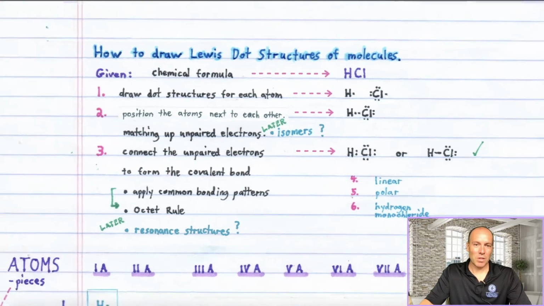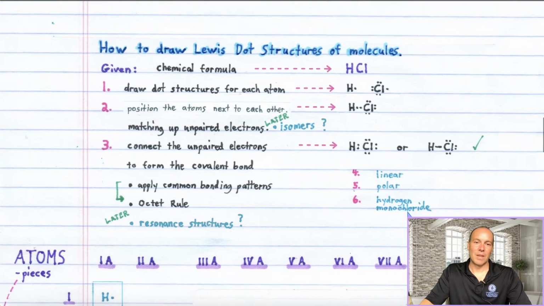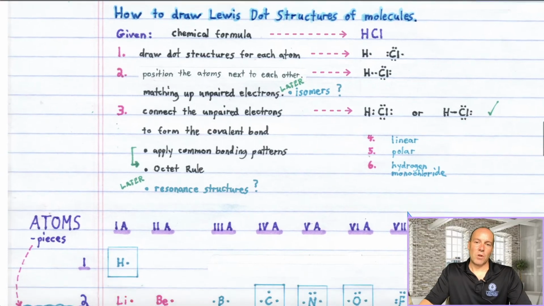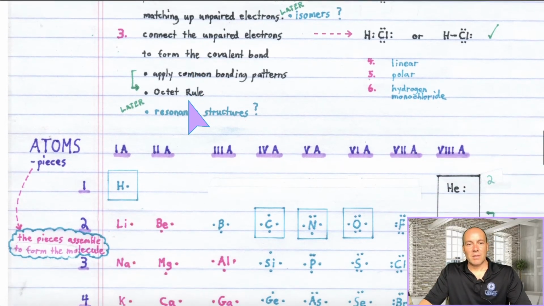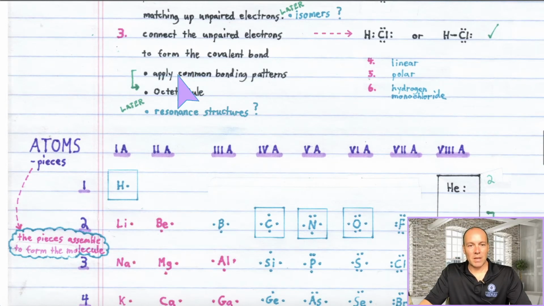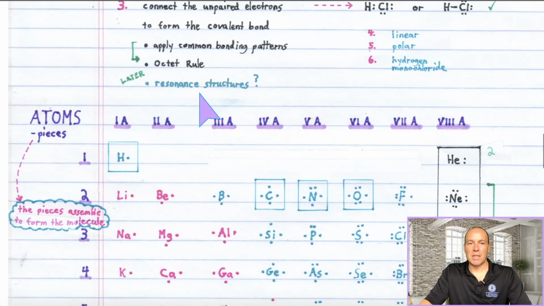So there you go. We've achieved the goal for this formula. Got the Lewis structure, the shape, the polarity, and the name. Now, more complex formulas, we often need a little bit of help. We use as a guide the common bonding patterns and the Octet Rule. So let's discuss the common bonding patterns.